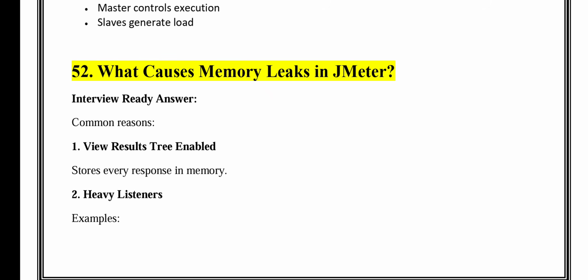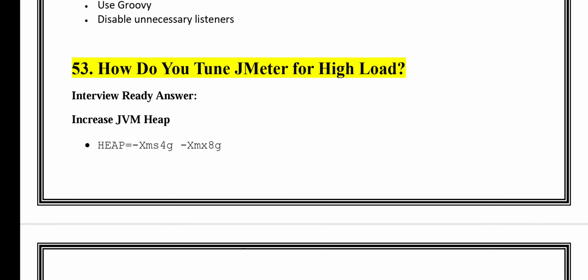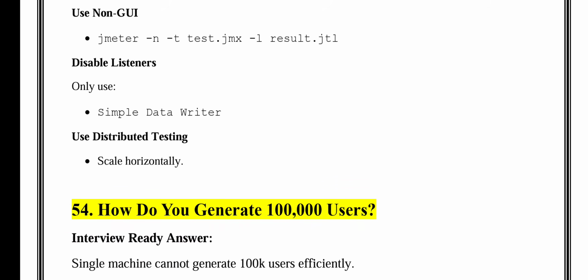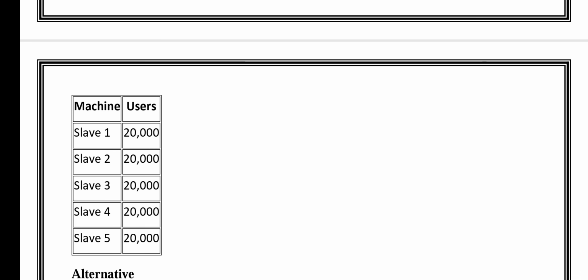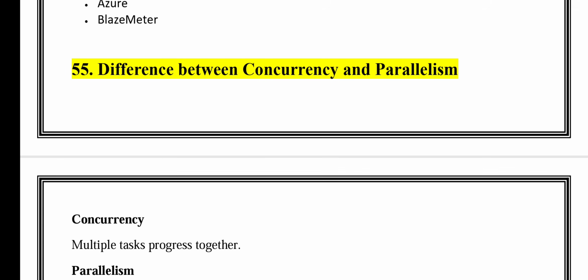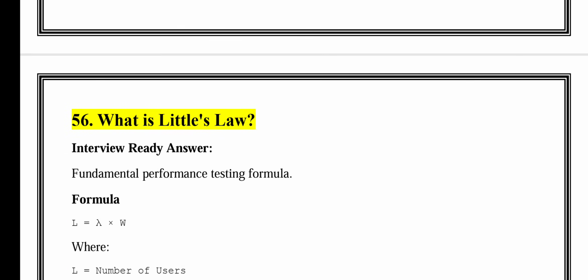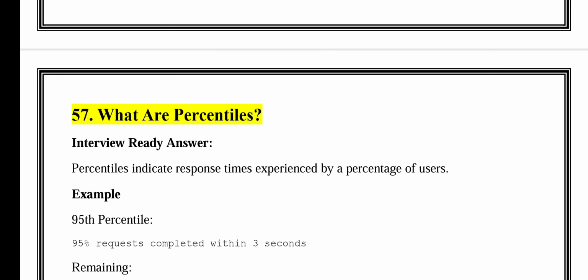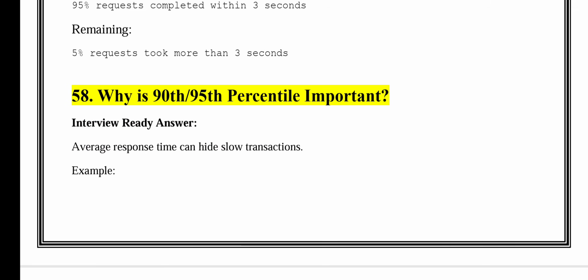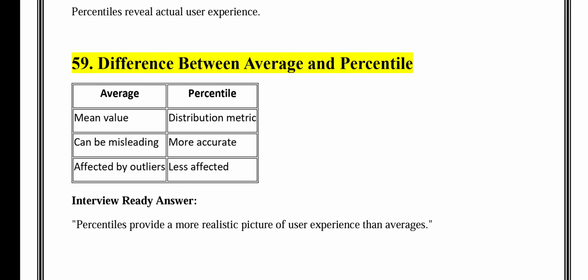What causes memory leaks in JMeter? How do you tune JMeter for high load? How do you generate 1 lakh users? Difference between concurrency and parallelism. What is Little's law? What are percentiles? Why is 90th or 95th percentile important? Difference between average and percentile.